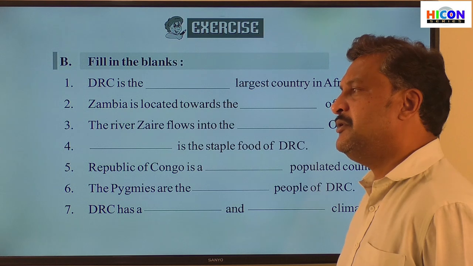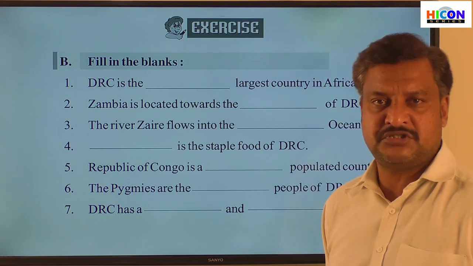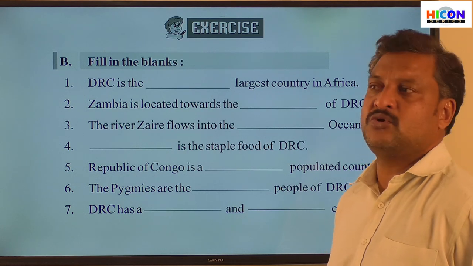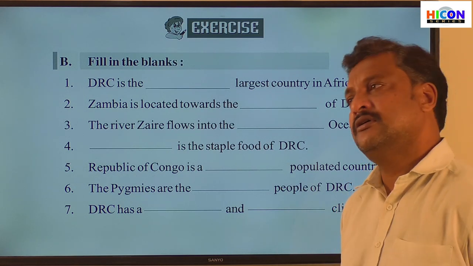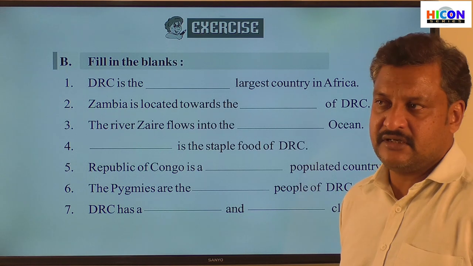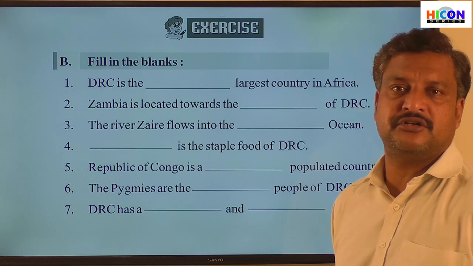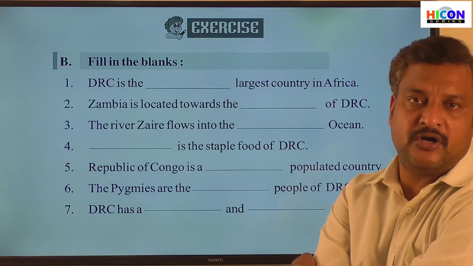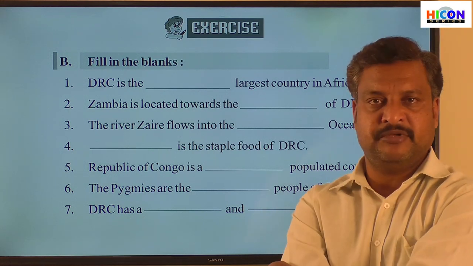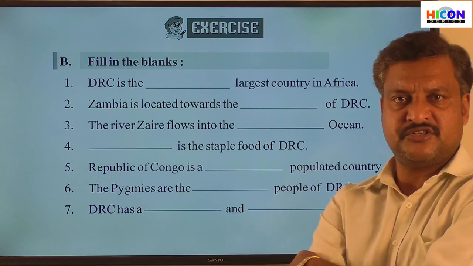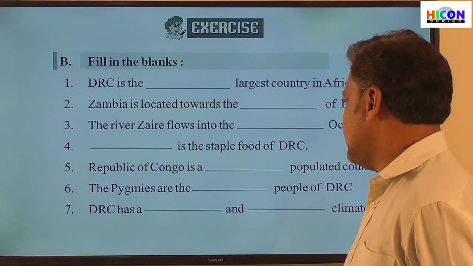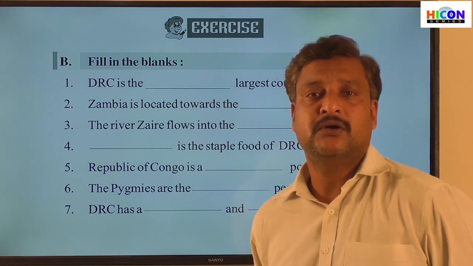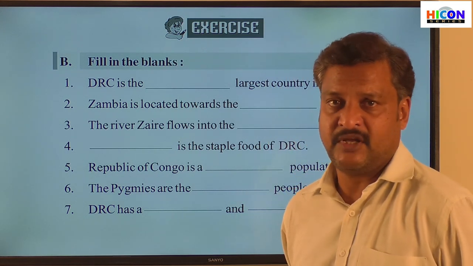See, all the people in the DRC actually belong to tribal people, other than the white people, the Europeans who go over there for church activities, education, trade or something like that. Other than that, the original people of DRC are all tribal people. So, Pygmies are also tribal people. DRC has a dash and a dash climate. It's a very hot and wet climate, right?